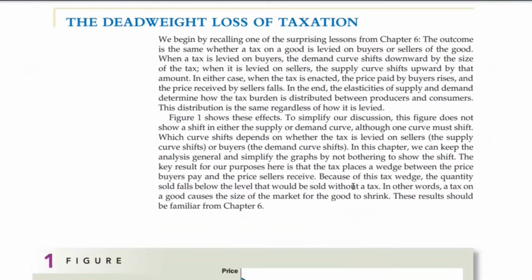As we understood in chapter 6, it does not matter whether the tax is levied on the buyers or the sellers. When the tax is levied on the buyers, the demand curve shifts downward by the size of the tax. And when it is levied on the sellers, the supply curve shifts upward by the size of that tax. In either case, when the tax is enacted by the government, the price paid by buyers rises and the price received by the sellers falls.